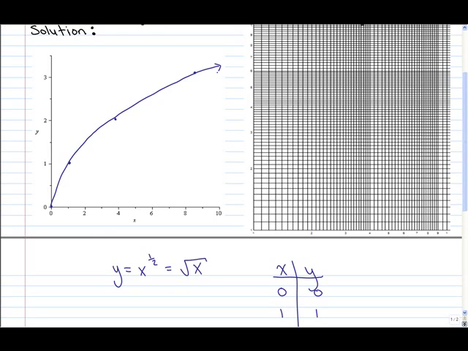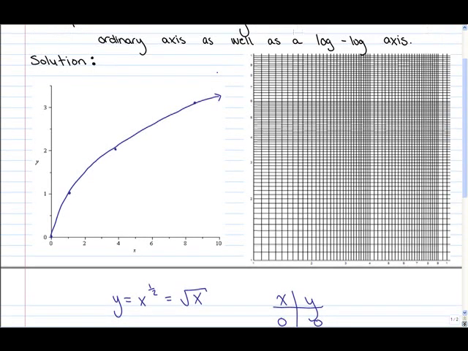Now, what would this look like on the log-log graph paper here on the right-hand side? Well, we're going to plot those same points. You'll notice here that the log-log paper has a different scaling. It's based on logarithms, right? So the distance between 1 and 2 is very different than the distance between, say, 8 and 9. Okay, so let's plot our points.